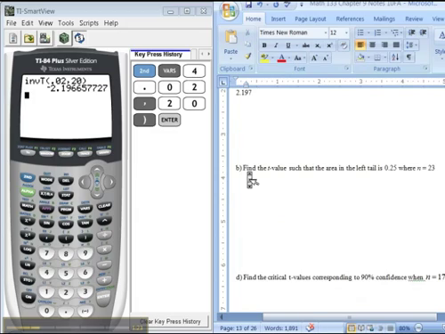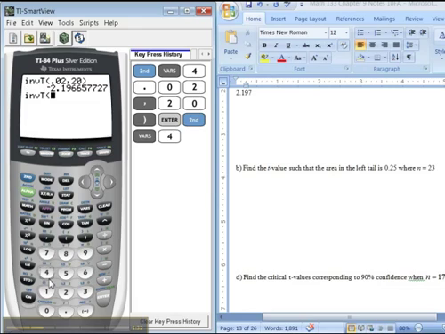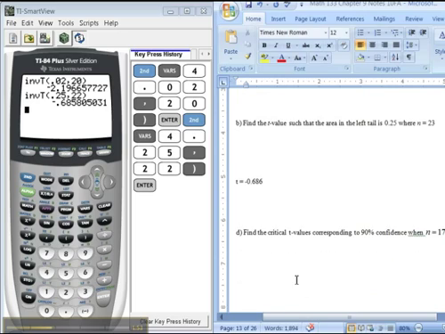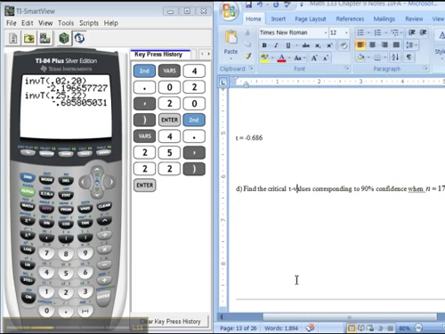All right, what about this one? The area to the left is 0.25, n is 23. So I would do second distribution, pick number 4, inverse t. I would tell it 0.25, comma, but you have to tell it degrees of freedom, which is 22. Enter. All right, and this is t equals negative 0.686.